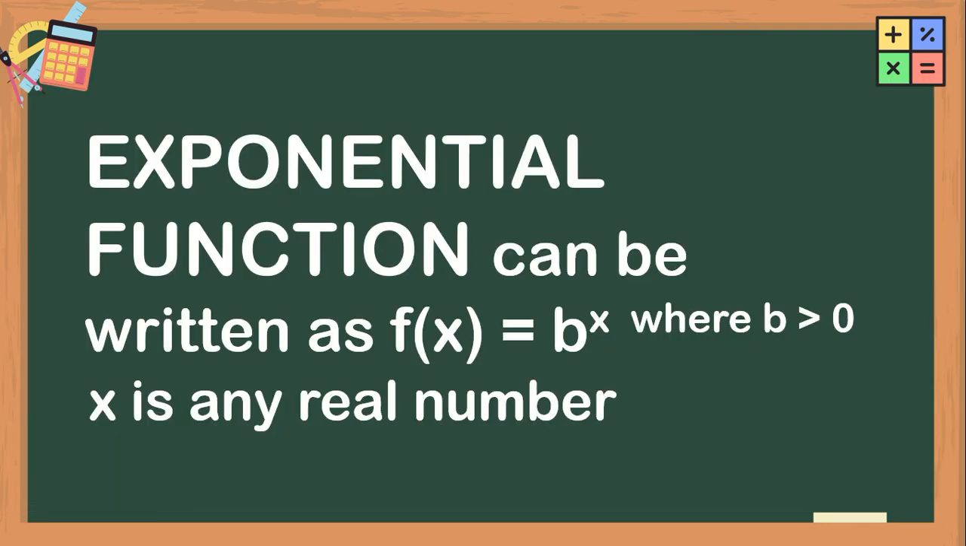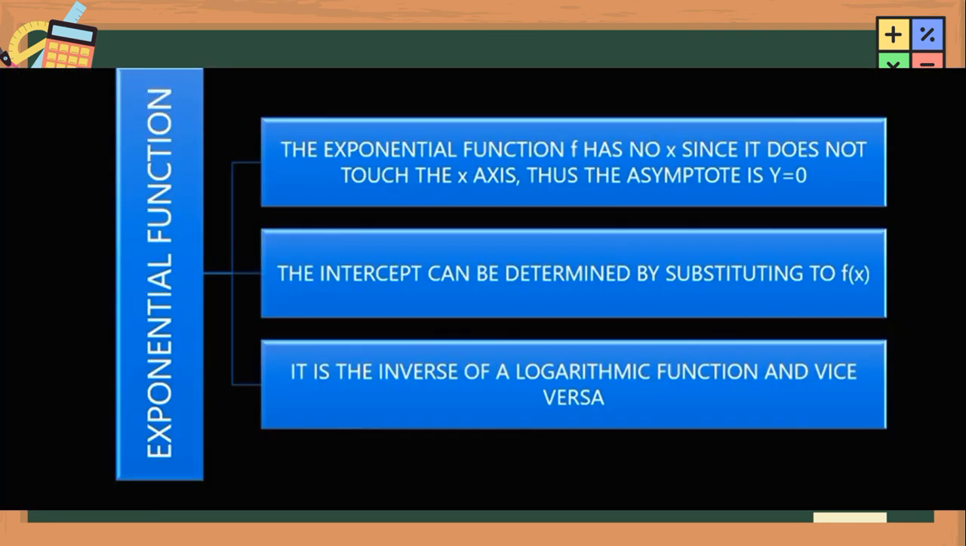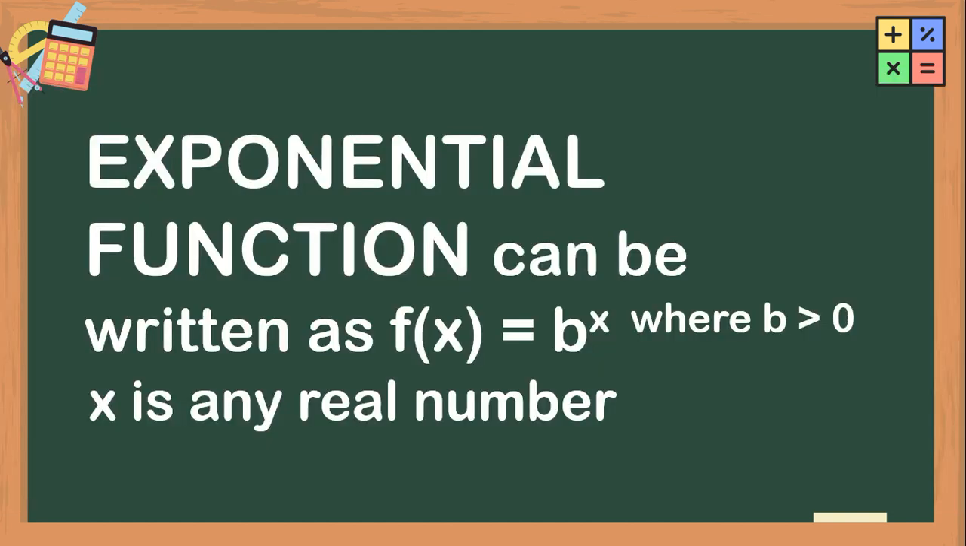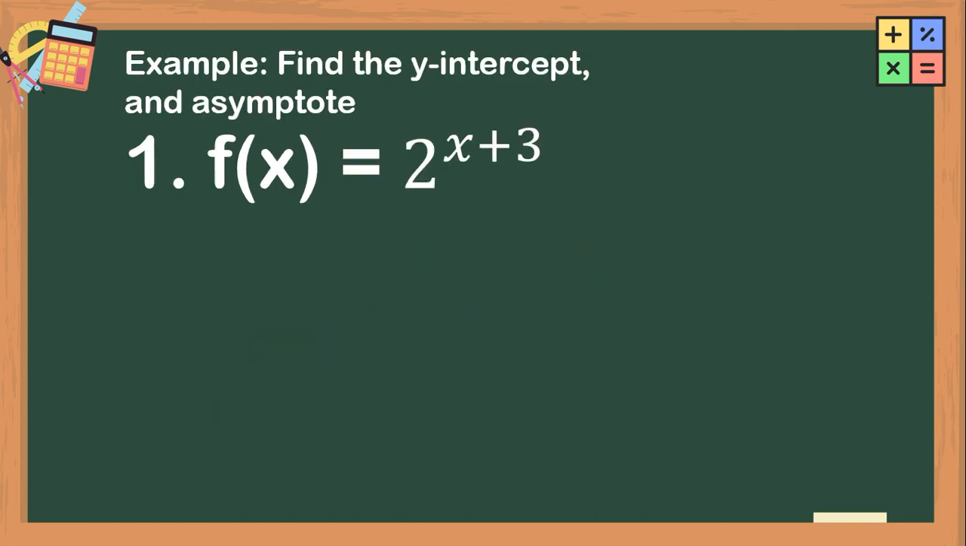Okay? So, the exponential function has no x-intercept since it does not touch the x-axis. The asymptote is y is equal to 0. Then the intercept, pero depende yan mamaya. So the intercept, hindi lahat y is equal to 0. The intercept can be determined by substitution, and it is the inverse of logarithmic function and vice versa. Basahin nyo lang yan. Mas maganda kapag nagsosolve na tayo, mas maiintindihan nyo yung concept, yung principle mismo. And the exponential function can be written as f of x is equal to b raised to x, where b is greater than 0, where x is any real number. So just read. Dito na tayo mag-focus.